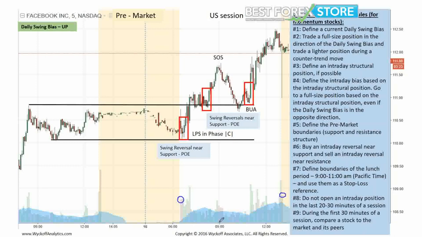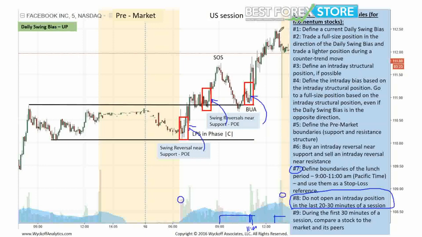And then during the lunch hours in New York, which is 9 to 11 my time, my preference is just, and I think it's right here, 11. My preference is just not to initiate a lot of positions and to kind of not even trade that time period at all. And you could see how all of these signals right here, they are either before 9 or after 11. And then during the last 20-30 minutes of this session, I try not to open any positions.